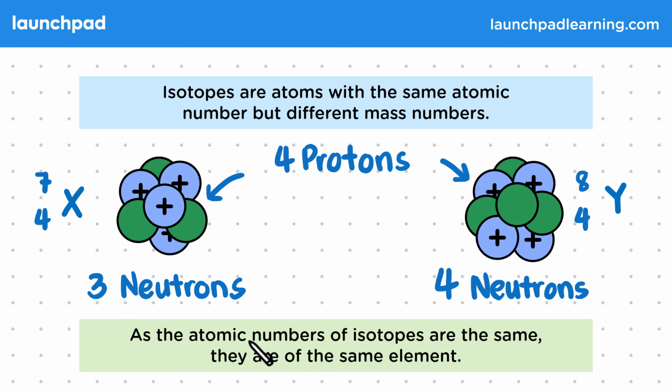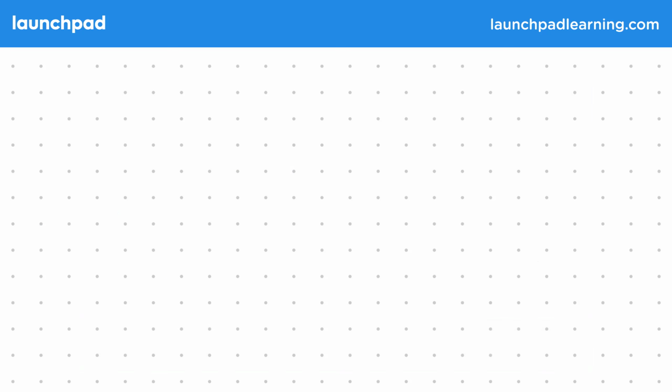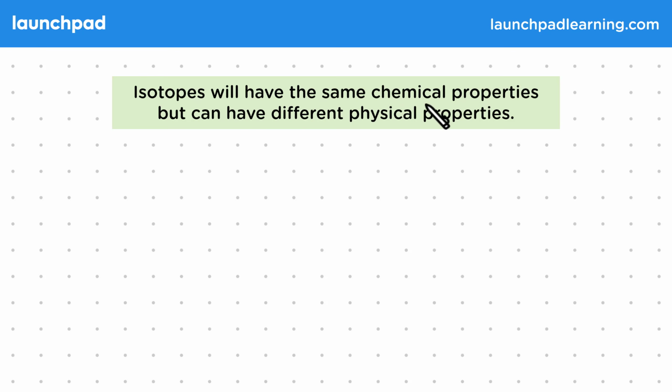Also, as the atomic numbers of isotopes are the same, they are of the same element. In this case, since both nuclei have an atomic number of 4, they will both be beryllium nuclei, even though they have different masses. So with these properties in mind, what will be the same and what will be different between isotopes? Isotopes will have the same chemical properties, but can have different physical properties.